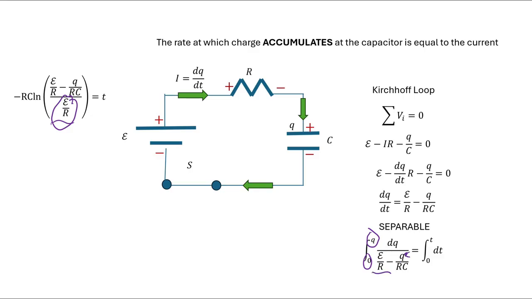There's something left, e over r. So you really get a log of one thing minus the log of another thing. And I fractionized it to make it easier, okay? This side's easy. You just end up with a t.